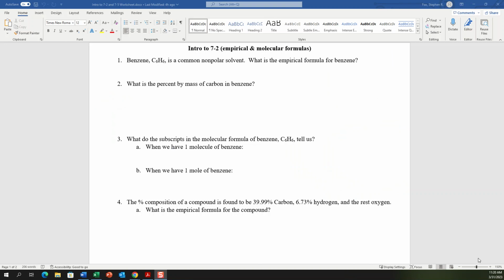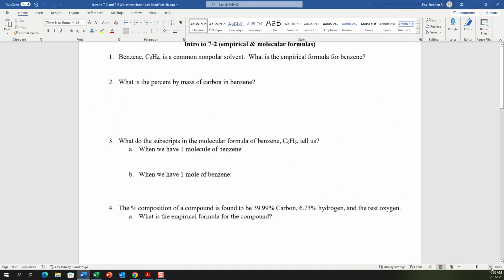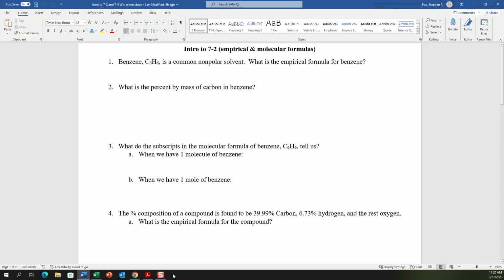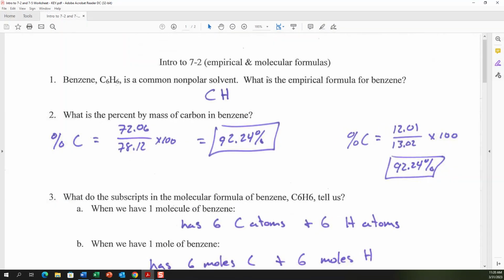Okay, so we did this in class together, and I just want to go through the highlights. Question one says benzene is C6H6, and it's asking what the empirical formula of benzene is. An empirical formula is just the lowest whole number ratio of a formula. So C6H6, 6 to 6 reduces to 1 to 1. So the empirical formula would just be C1H1, or just CH. That is the empirical formula of benzene, where C6H6 is the molecular formula of benzene.